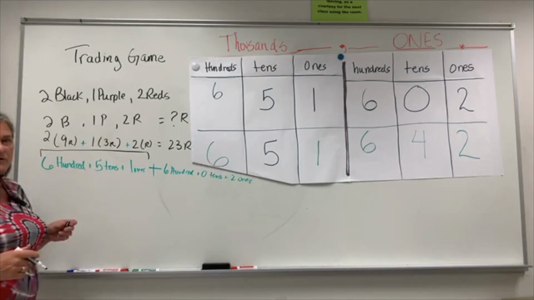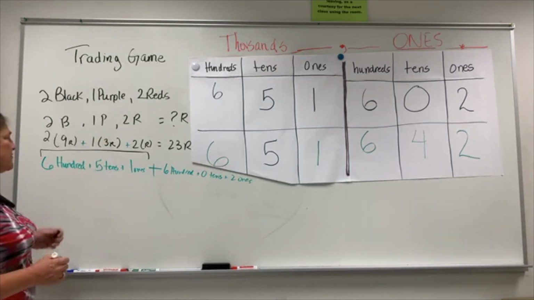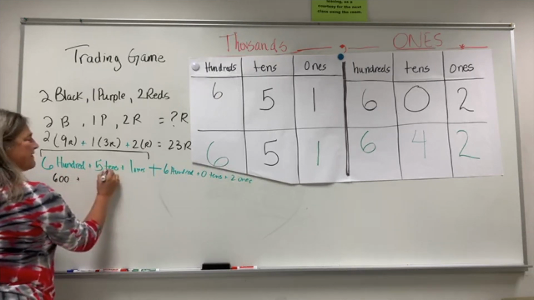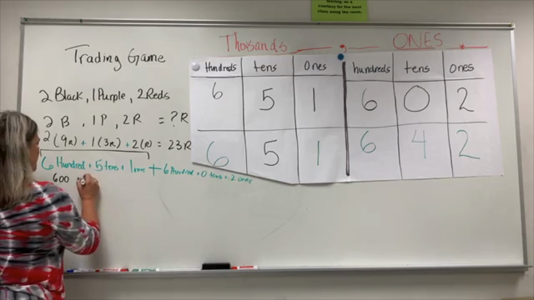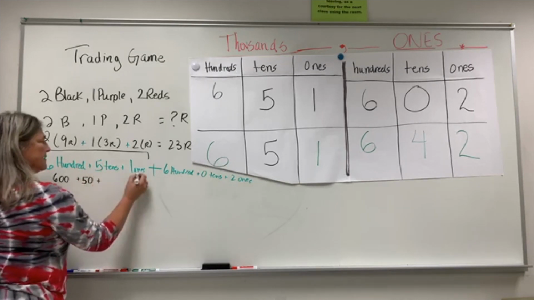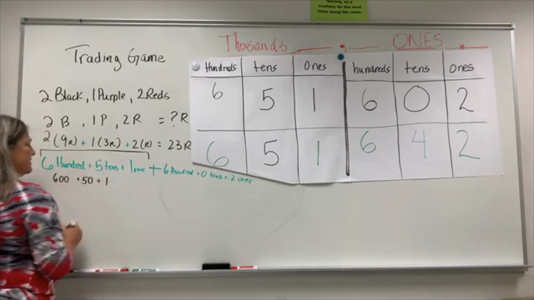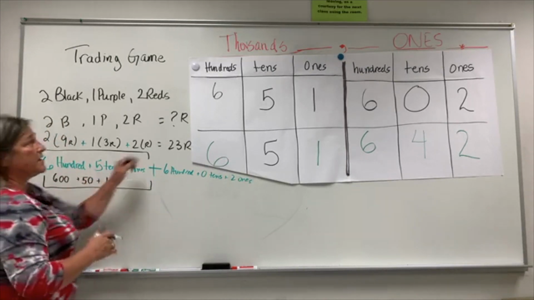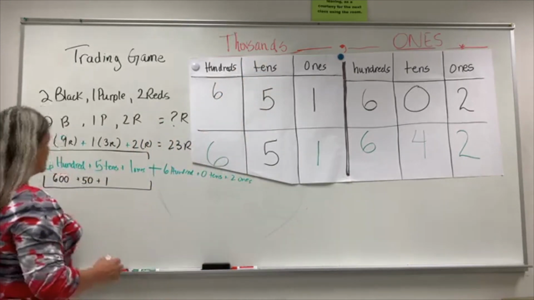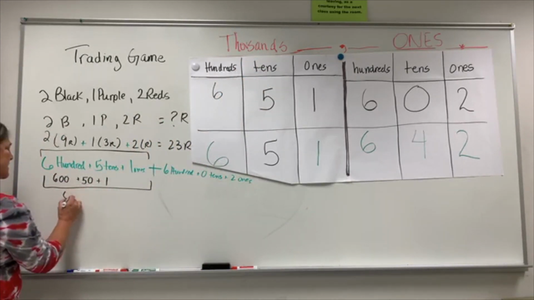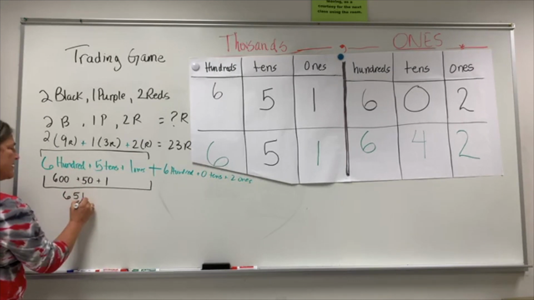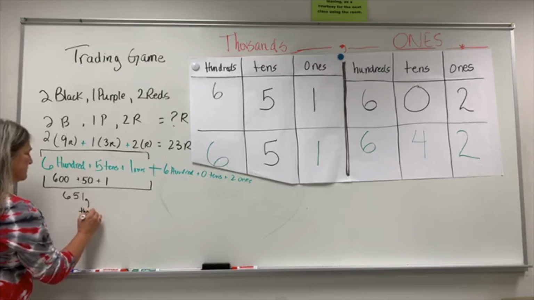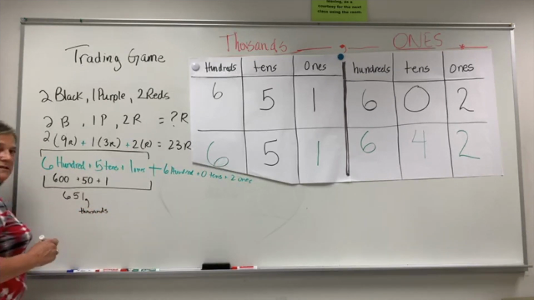Because this is in the thousands section. So 600, let's write down what that means. 600, 5 tens. What's 5 tens worth? That's worth 50. And do we have one? And 1. All right, so that's how many thousands we have. That tells us how many what? How many thousands. So how many thousands do we have? 651 thousands. Thousands, that's how we read it.